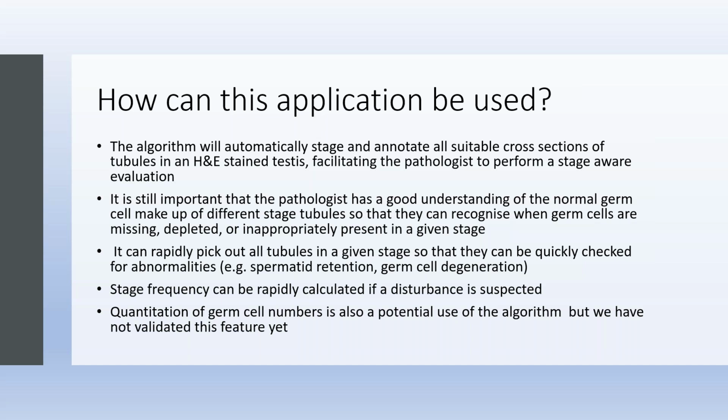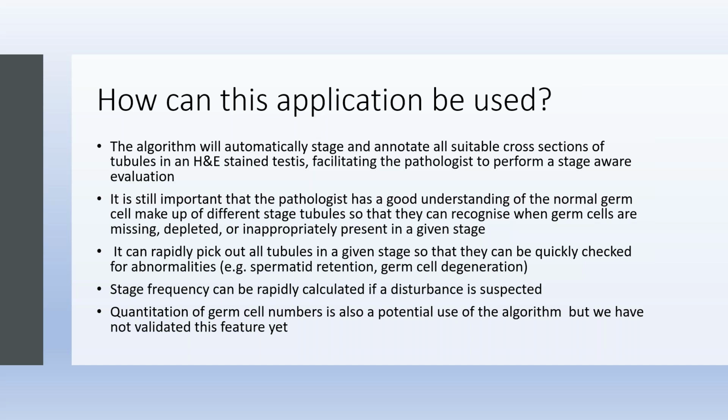And so it's still important for the pathologist to have a good understanding of the normal germ cell complement so that they can identify when there are actually abnormalities, either germ cells missing or depleted, or for instance, spermatid retention. It can rapidly pick out all the tubules in a given stage.